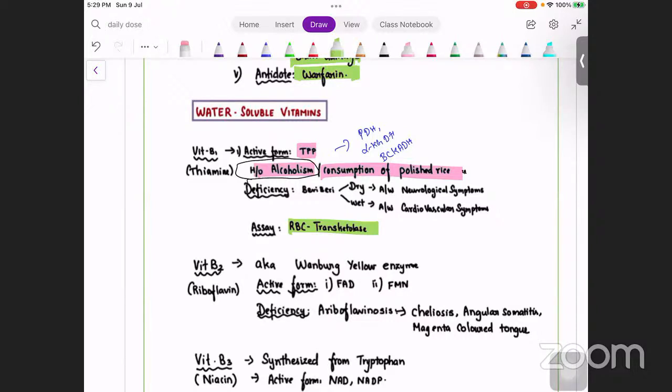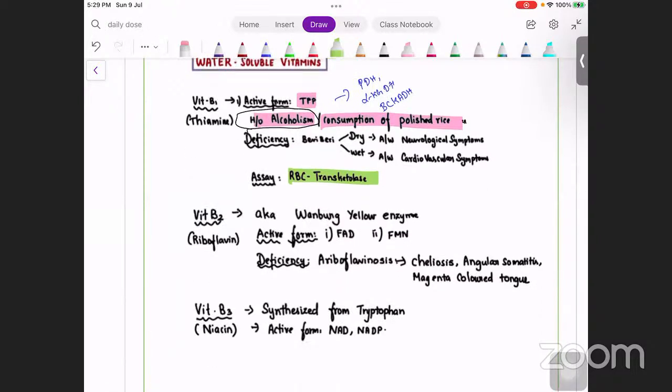And then we have vitamin B2, also known as Warburg yellow enzyme. Active form is FAD and FMN. Deficiency causes ariboflavinosis. Anywhere you see cheilosis, angular stomatitis, magenta colored tongue, or any mouth ulcer related to the corner of the lips or mouth, immediately choose vitamin B2 deficiency. Then you have vitamin B3, which is synthesized from tryptophan, and the active form is NAD and NADP.